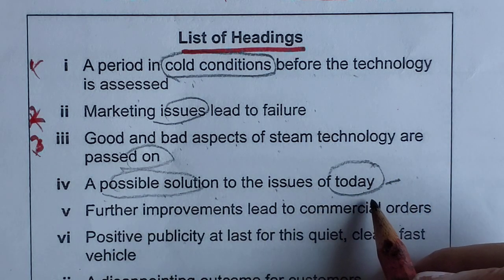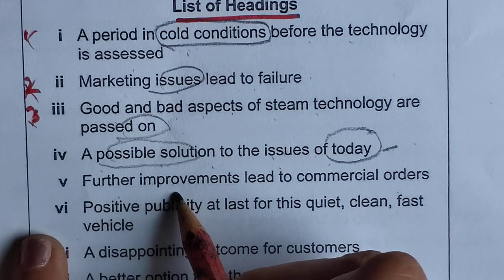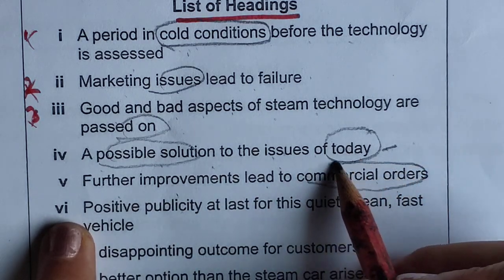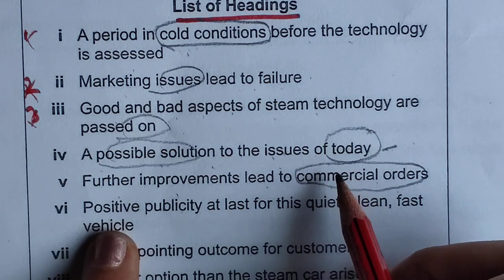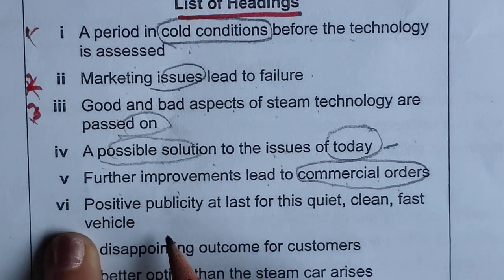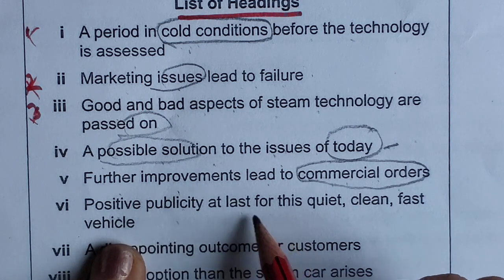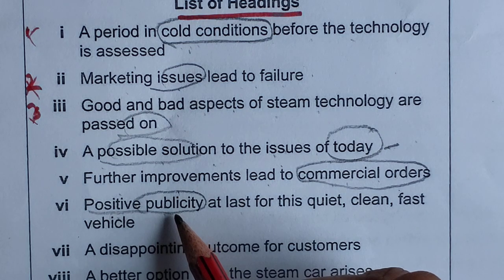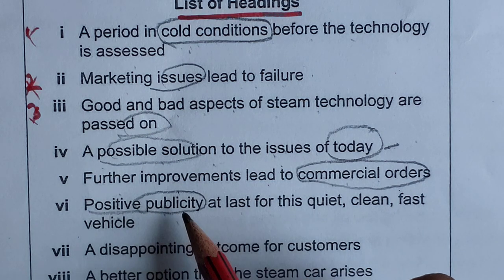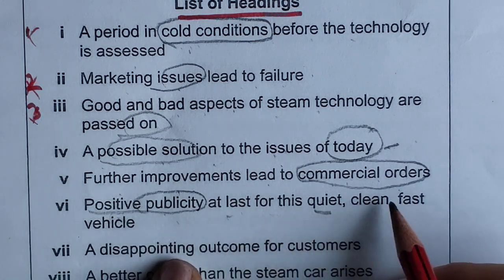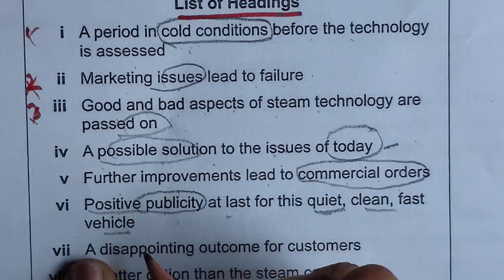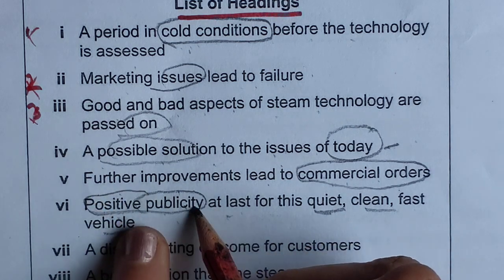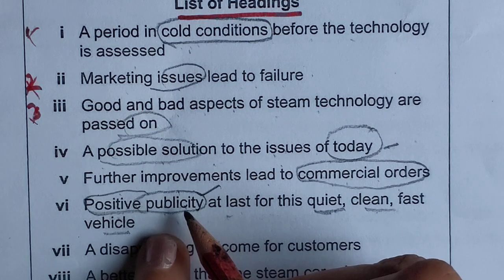So this is a tip again for everyone. Next, further improvement lead to commercial order. Some commercial order, some business, they may be talking about commercial orders. Positive publicity at last, positive publicity. Publicity here means news, maybe newspaper, maybe some advertisement. Advertisement is definitely from the company side, but publicity means from news media, you can say. At last, for this quite clean, fast and fast vehicle. I will focus on this word as well as these words, but first priority is to find these words.